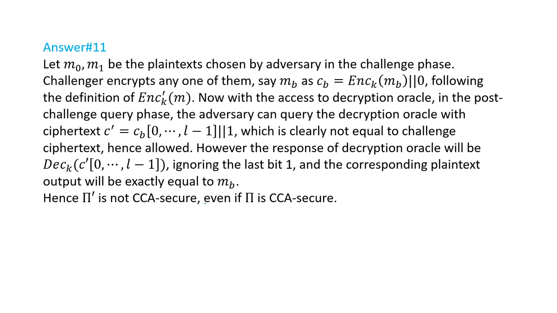Next question, let m0, m1 be the plain texts chosen by the adversary in the challenge phase. The challenger encrypts any one of them, say m_b, as c_b equal to this. This is the answer.